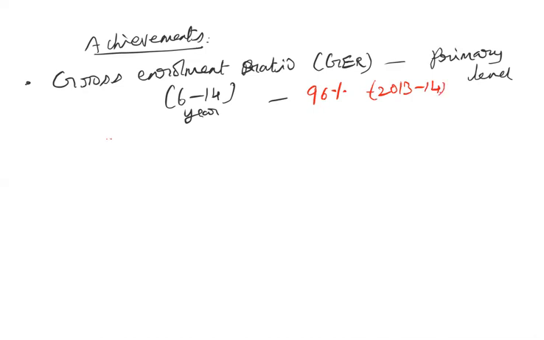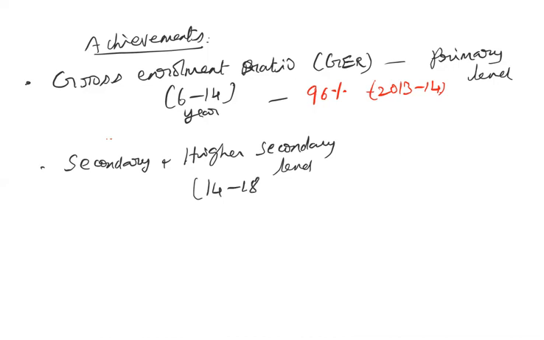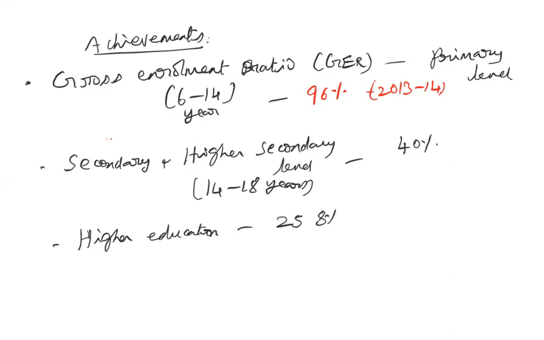And the next coming to secondary and higher secondary level, 14 to 18 years, this is 40%. And third one, higher education, 25.8%. So at least the primary level, we have been successful, but still we have a long way to go.